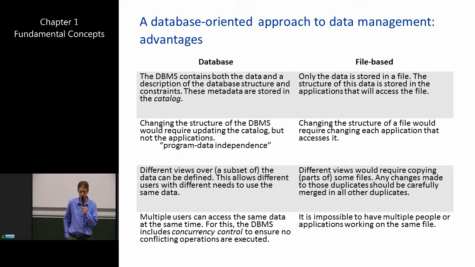In the file-based approach, we have not a loosely coupled architecture, but a tightly coupled architecture. Programs and data are very dependent. One program is going to access one particular data file, so we have a situation in which changing the structure of a file would require changing every application that is going to access it.